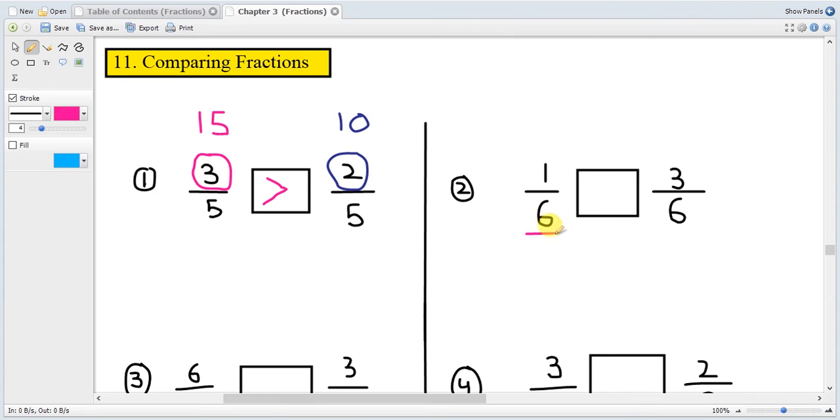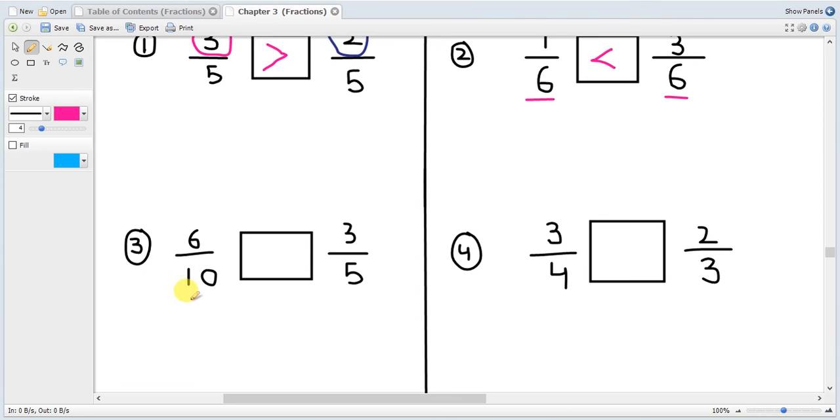Now in question number 2, since denominators are the same, forget about the fraction and focus on the numerator values. This is 1, this is 3, so 1 is smaller than 3. Since 1 is less than 3, you simply put it like this. So overall 1 over 6 is less than 3 over 6, right?